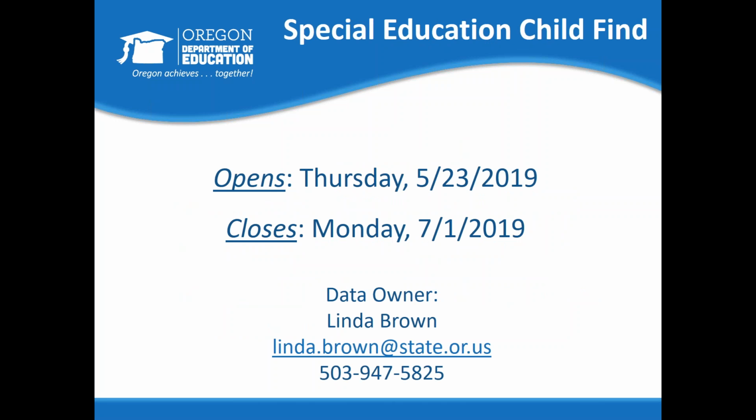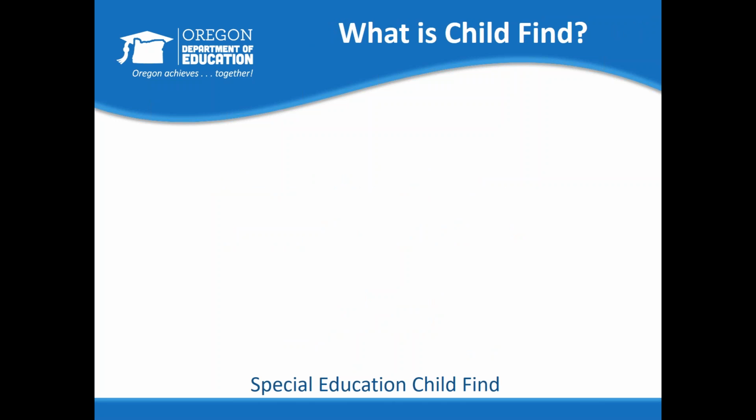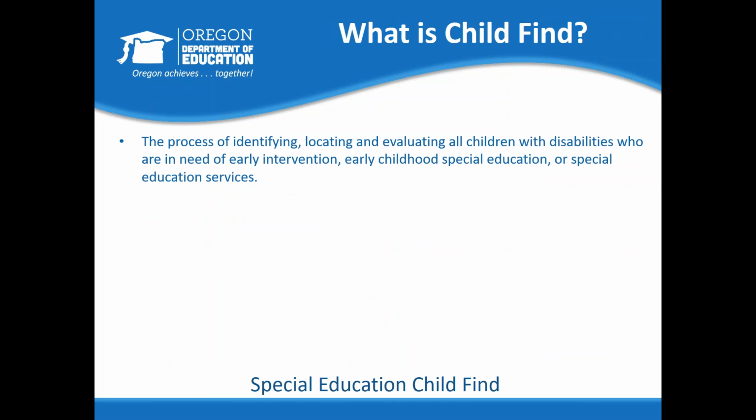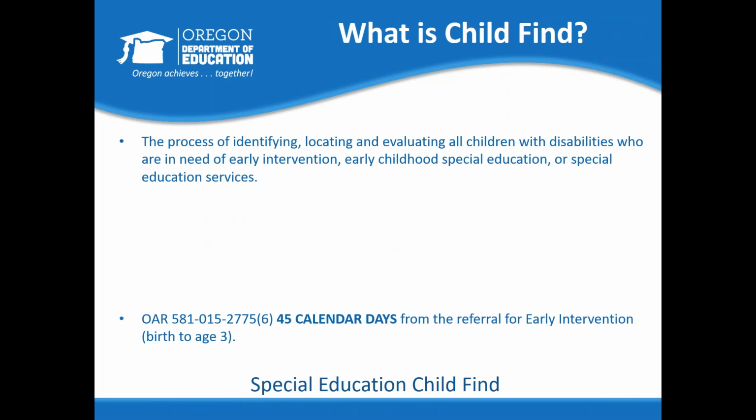First off, let's talk about the dates. So this collection opens on Thursday, May 23rd, 2019, and closes on Monday, July 1st, 2019. So what is Child Find? The requirement of the state to identify students with disabilities and evaluate for special education services. Child Find relates directly to the evaluation timeline for schools and for ECSE. The Child Find data collection is how ODE reports the information to the federal government. All referrals to determine initial eligibility are included in this collection.